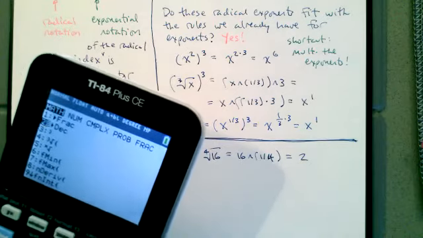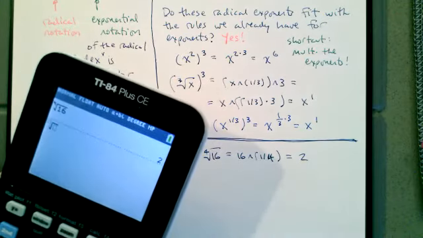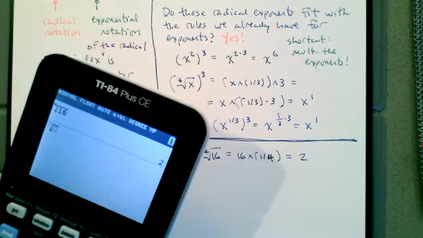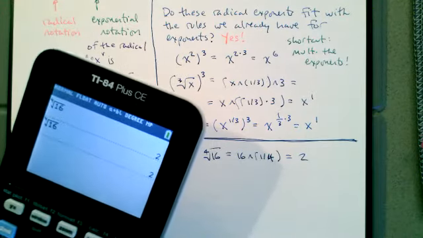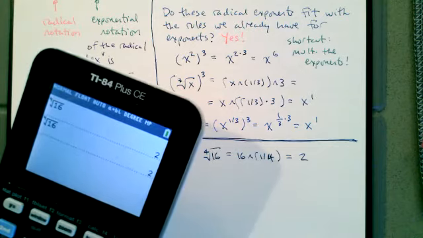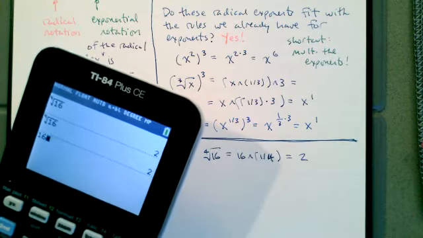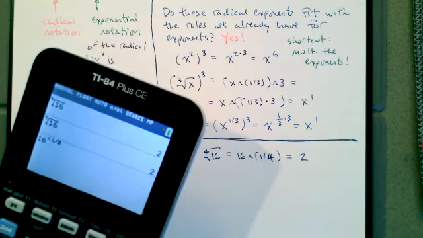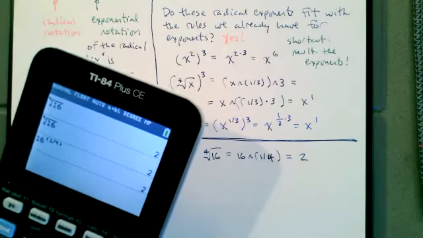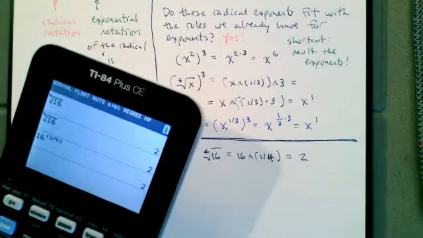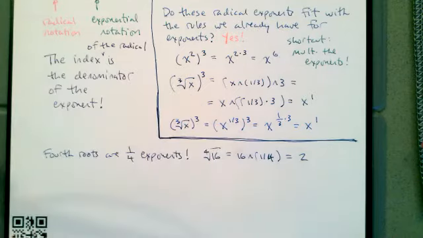I don't know if you can press this first. I can't remember. If you have the pretty print or the math print on, then you can bring a generic looking radical onto your screen. But the important thing is that the index of the radical is the denominator of the exponent.